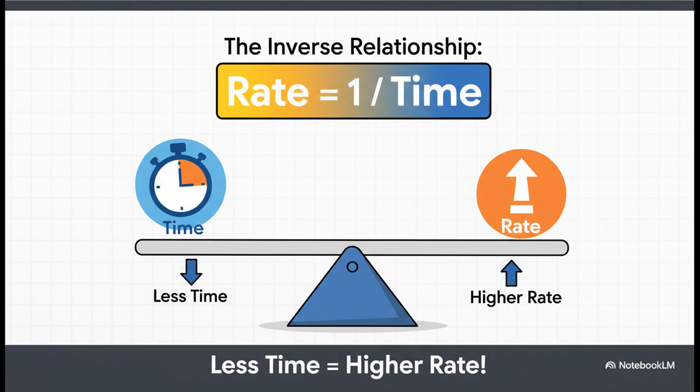To get the rate, you have to use this formula. Rate equals 1 divided by time. It makes sense, right? If a reaction is super fast, the time is really short, and 1 divided by a tiny number gives you a big number, a high rate.